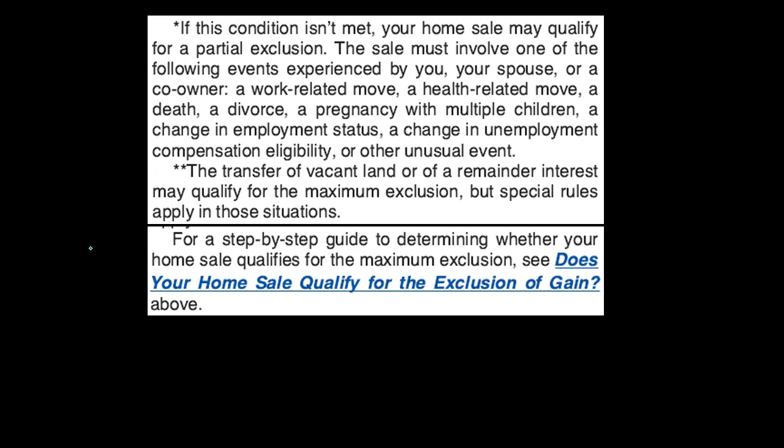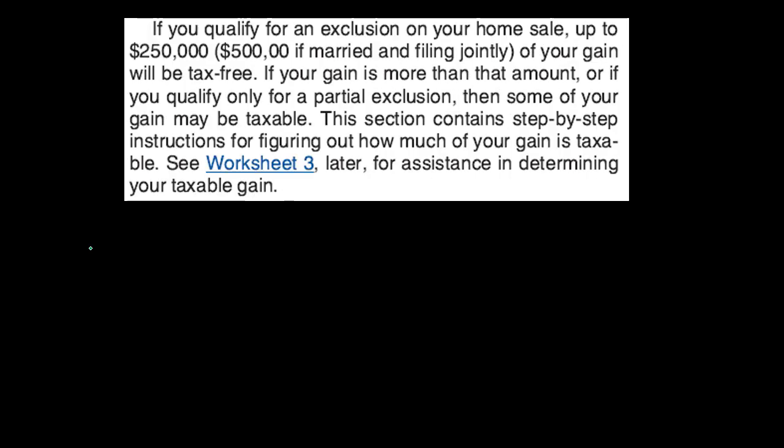So we've taken a look at these items in more detail, but of course the exclusion is going to be one of the huge components with relation to the home sale. So we want to review it here as we move forward. Back to the text. If you qualify for an exclusion on your home sale, up to $250,000, $500,000 if married and filing jointly, of your gain will be tax-free.